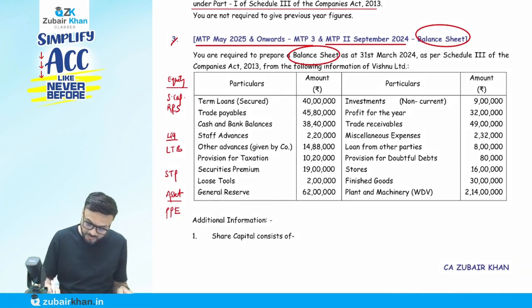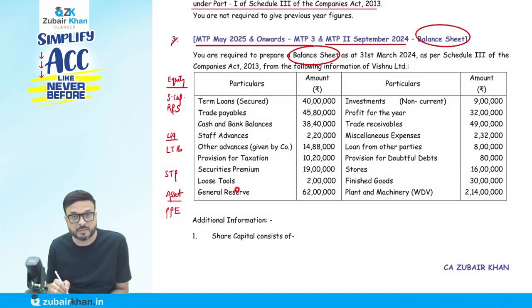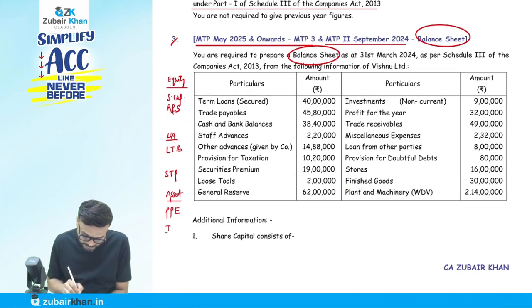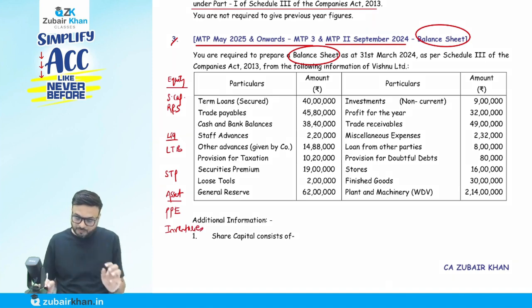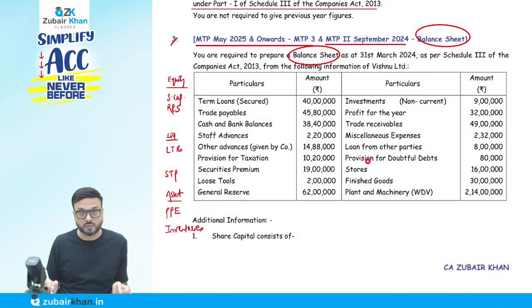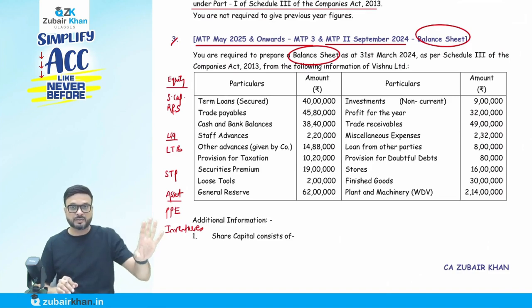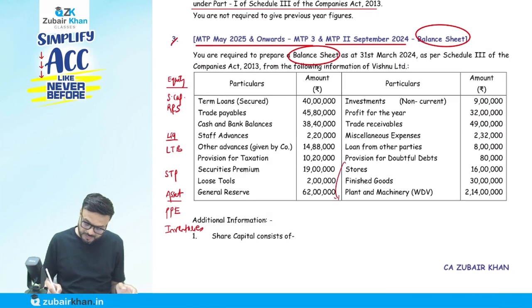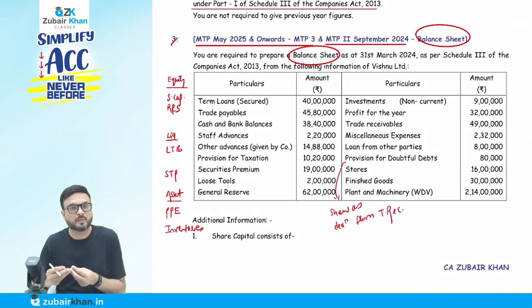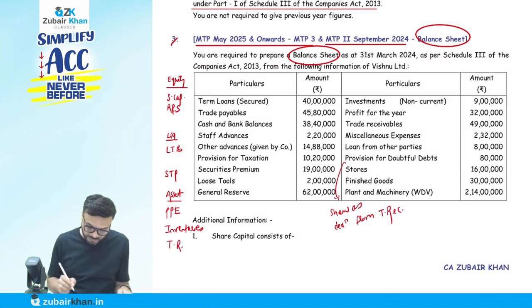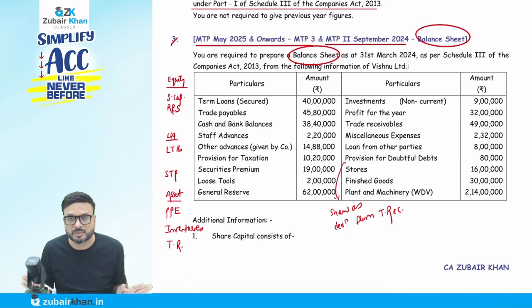Okay, inventory also. Why inventory? If you see that here, the different types of inventory is mentioned, loose tools, then finished goods, stores, so we are going to prepare on inventories as well. One more thing is that, as you can see, the provision for doubtful debt, they have a credit balance, but we don't write it down on liability side. We show it as a deduction from trade receivable. So we'll make one note on trade receivable as well. So these many notes we have to prepare.